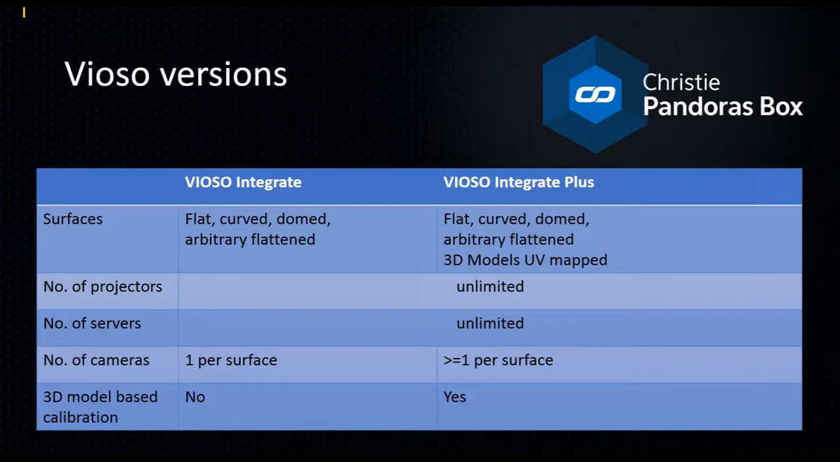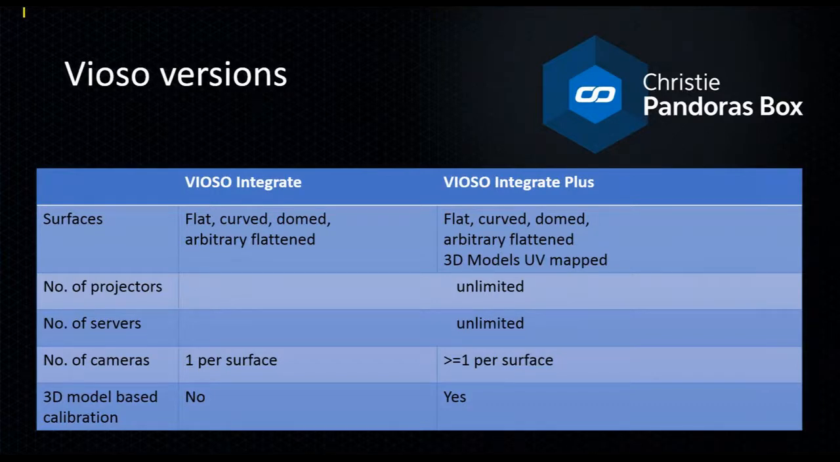So Vioso is available in two versions. The product we call Vioso Integrate, because the purpose is to integrate into third-party tools like Pandoras Box. Integrate and Integrate Plus are a little different. Integrate is the standard version, less costly than the Plus. And it's capable of handling every kind of surface. So we do not differ in, let's say, that Plus can only make domes and Standard can only make flat screens. All flat, curved, dome screens and also arbitrary screens, let's say a rock face or a facade, can be calibrated.